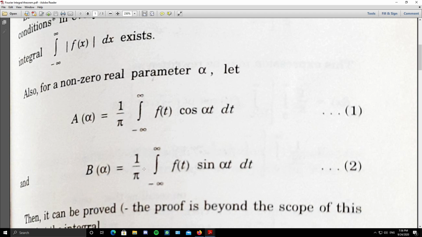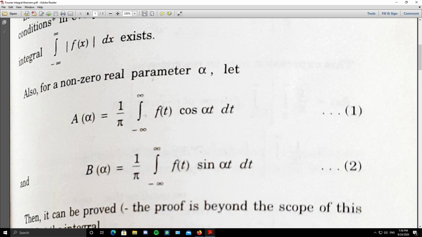Bn is also always associated with the product f of x sin. There you had finite ranges: minus L to L, 0 to 2L, 0 to 2 pi, minus pi to pi. Here we are talking about an infinite range, minus infinity to infinity.